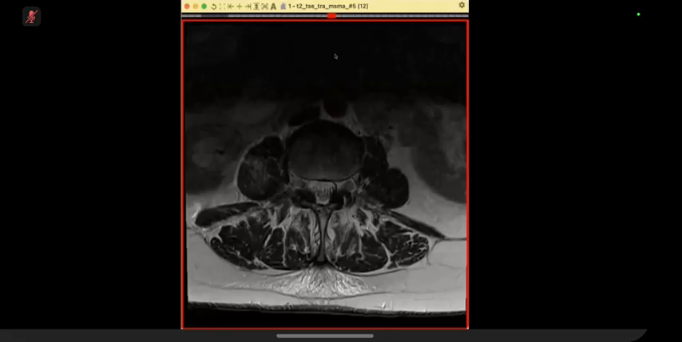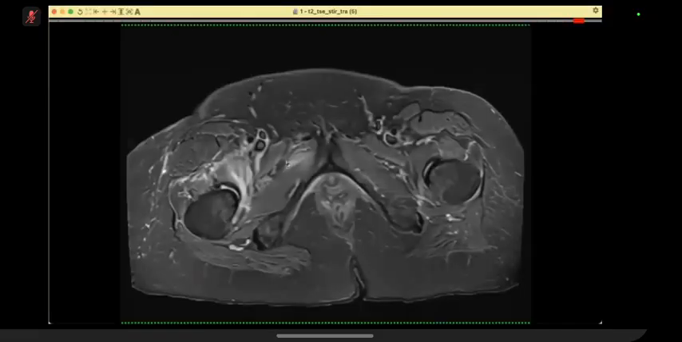Doctor, sorry, you cannot see that on post contrast. Oh my God, sorry, I think we are having a lot of problems, but now you can see it.